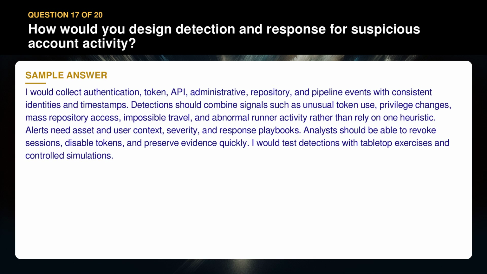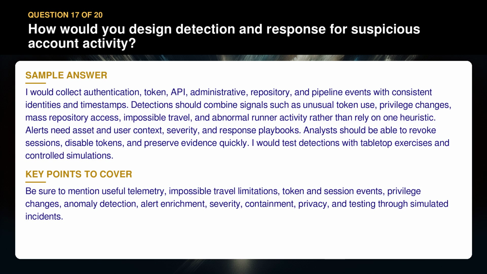Alerts need asset and user context, severity, and response playbooks. Analysts should be able to revoke sessions, disable tokens, and preserve evidence quickly. I would test detections with tabletop exercises and controlled simulations. Be sure to mention useful telemetry, impossible travel limitations, token and session events, privilege changes, anomaly detection, alert enrichment, severity, containment, privacy, and testing through simulated incidents.